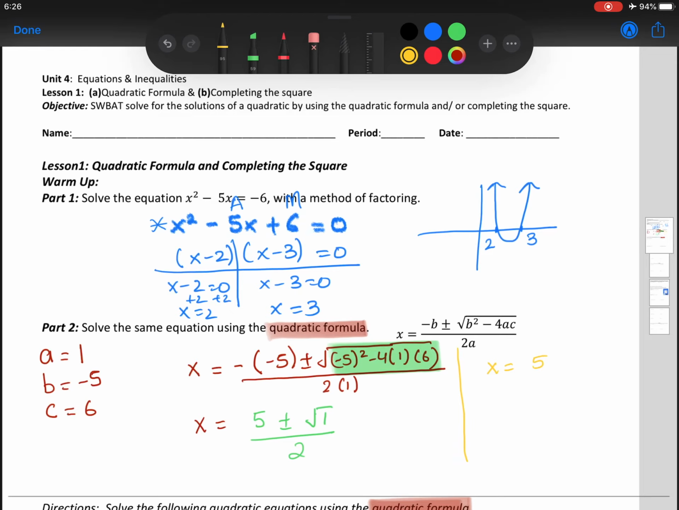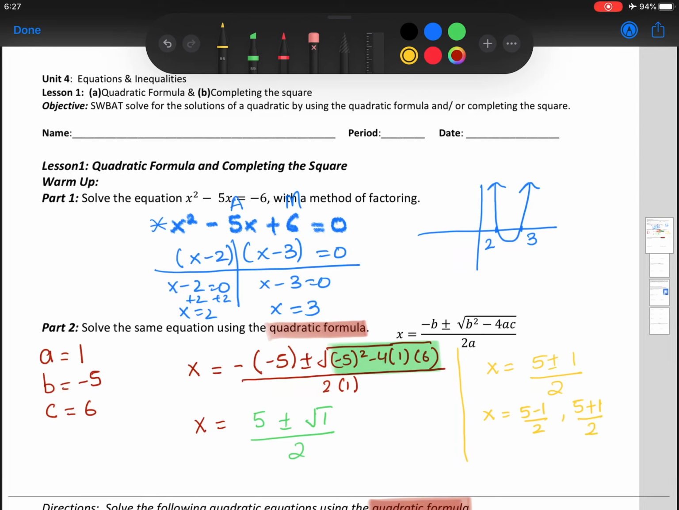X is equal to 5 plus and minus. What's the square root of 1? 1, over 2. What does this plus and minus mean? You can't leave it here. You have to simplify it all the way through, especially because these numbers, 5, 1, and 2, are all integers. So I can rewrite it as 5 minus 1 over 2, and 5 plus 1 over 2. That's what the plus and minus means. Using the same numbers, but writing once with the minus and once with the plus.